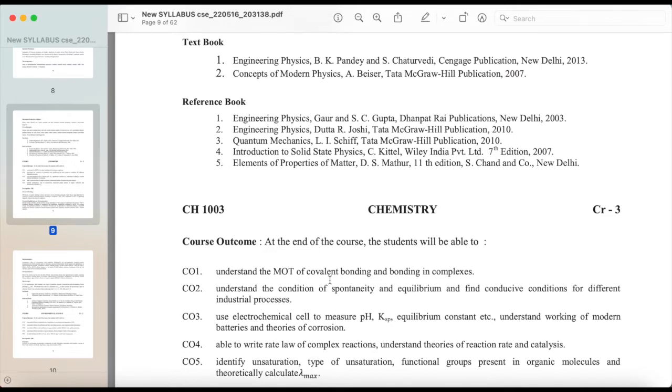4. Introduction to Solid-State Physics, C. Kittel, Wiley India Pvt Limited, 7th edition, 2007. 5. Elements of Properties of Matter, D.S. Mathur, 11th edition, S. Chand and Company, New Delhi.